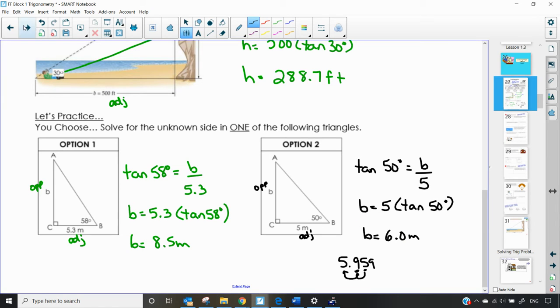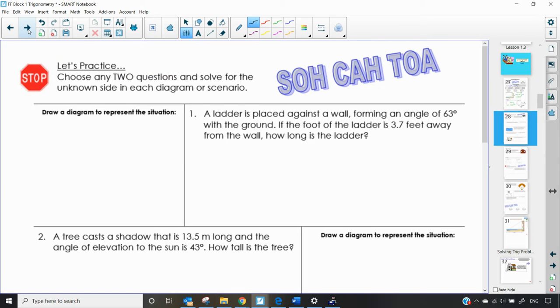All right, moving on, we're going to look at the same examples that we did our diagrams for in the previous video, but now we're actually going to go through and solve. So I'm going to go through the diagrams fairly quickly because we've already looked at that in the previous video. The question here says a ladder is placed against a wall, forming an angle of 63 degrees with the ground. If the foot of the ladder is 3.7 feet away from the wall, how long is the ladder?